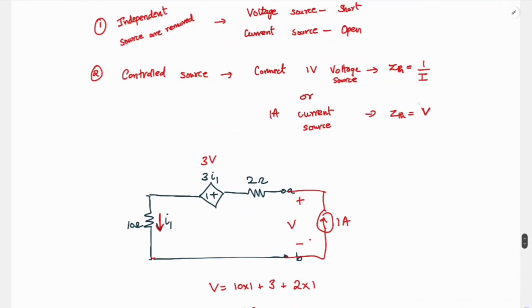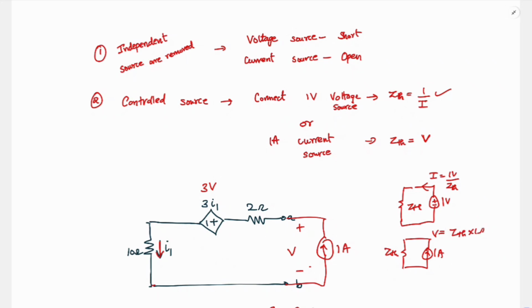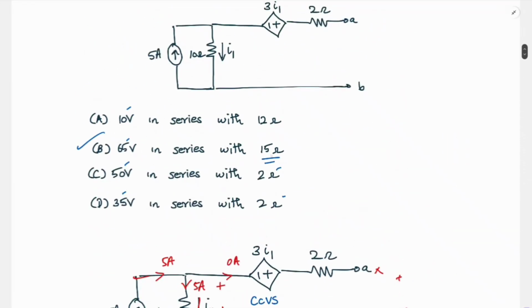So why are we saying this Z is equal to V? Because whenever you have some impedance ZTH, if you connect a 1 volt voltage source across this, the current will be 1 volt by ZTH, right? So from I, if you want ZTH, your ZTH will be equal to 1 volt by I. That is this equation. Similarly, if you have ZTH and you connect a 1 ampere current source, your voltage will be equal to ZTH into 1 ampere. That is this equation. So ZTH is V by 1 ampere, and we just write it as V. Since V is in volts, V by 1 ampere will be in ohms. So we arrive at 15 ohms. So our answer is option B, 65 volt and 15 ohms.